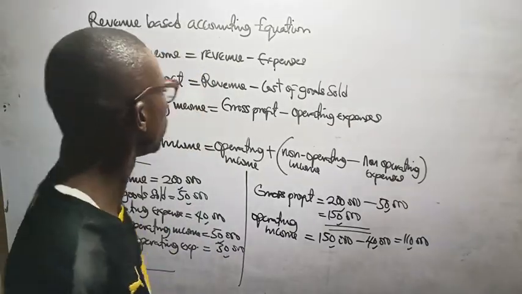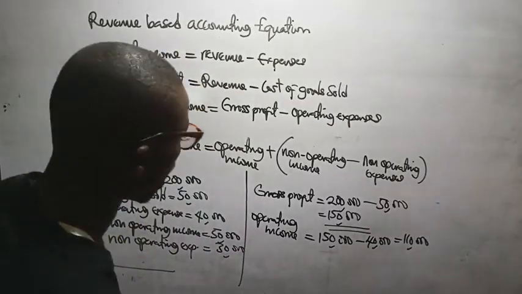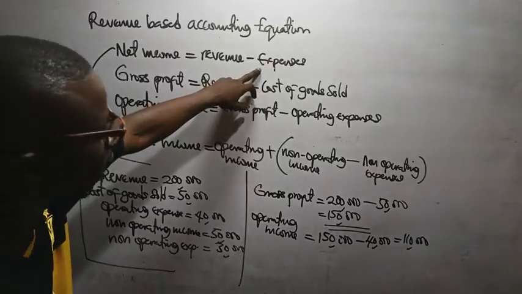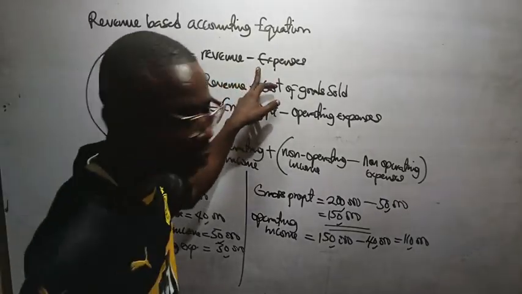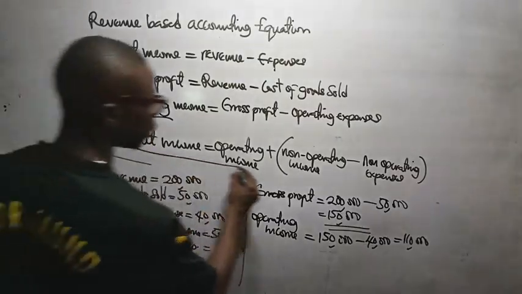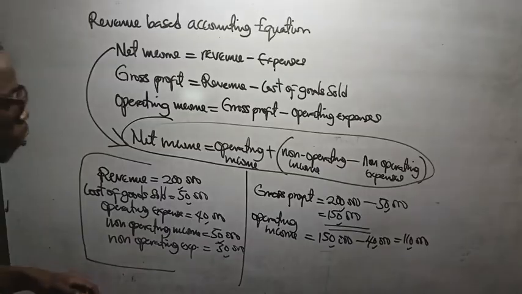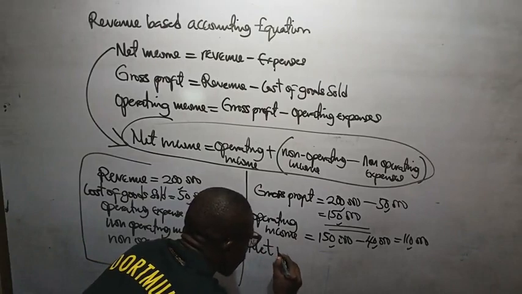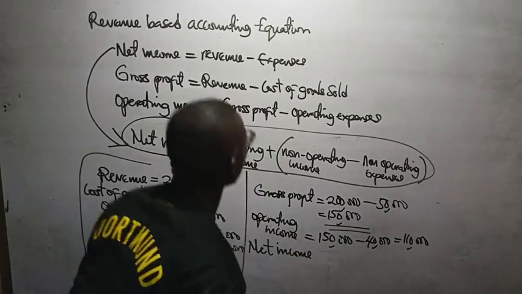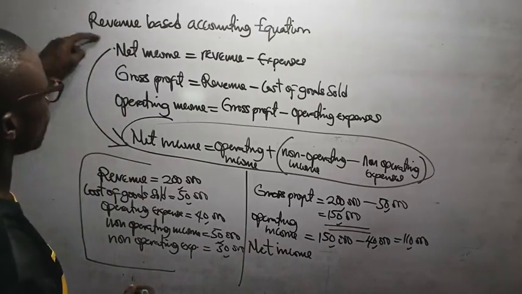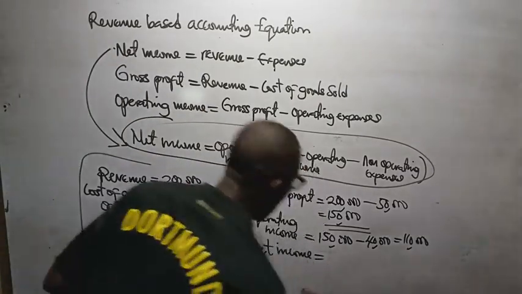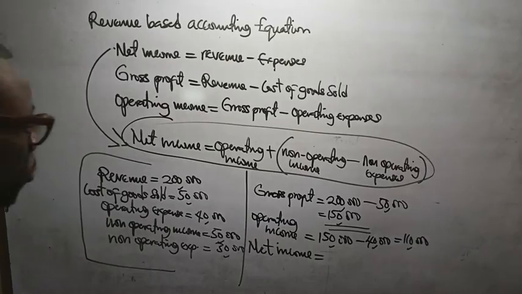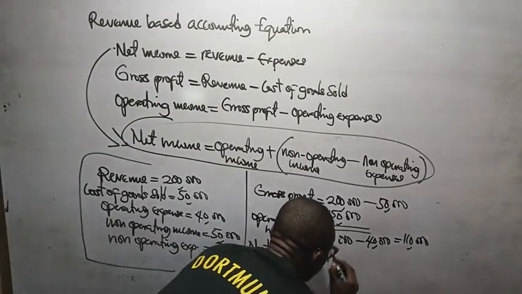Now let's be asked to calculate our net income. We are not given our total expenses directly. So the formula we use is this formula, because we are not given our expenses directly. Don't forget I told you that you can use two formulas depending on the information you have been given. So we know our operating income now. We have calculated it to be 110,000.